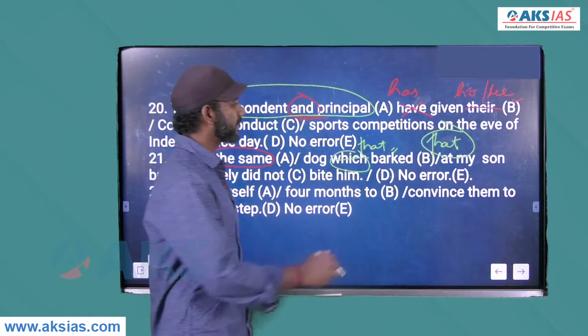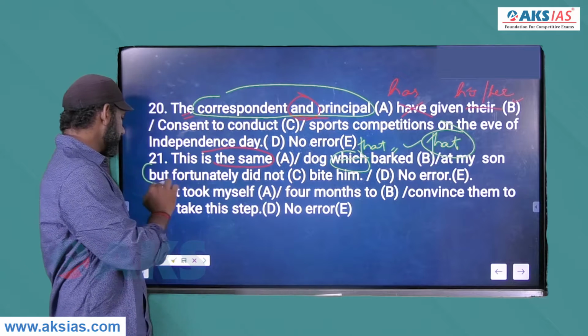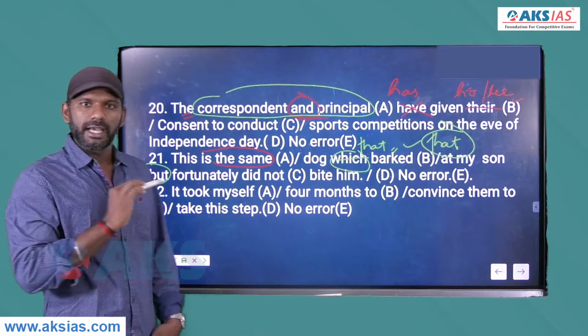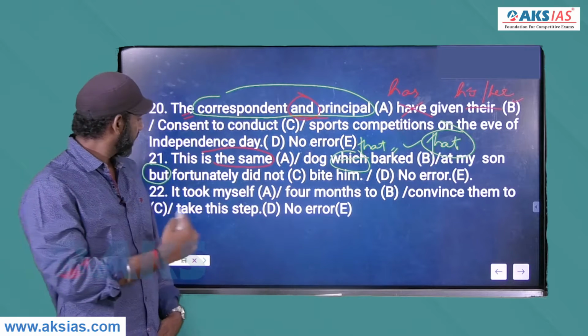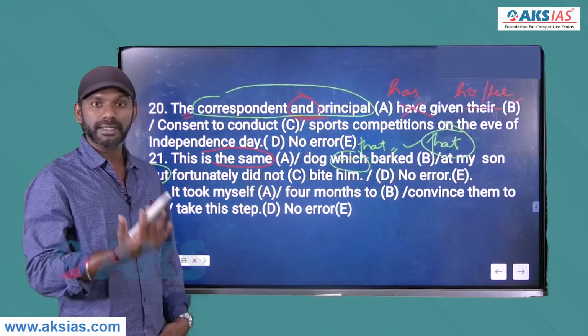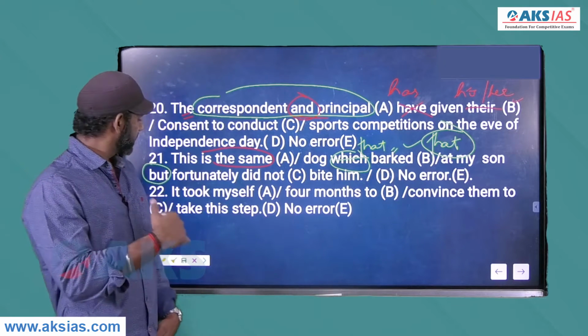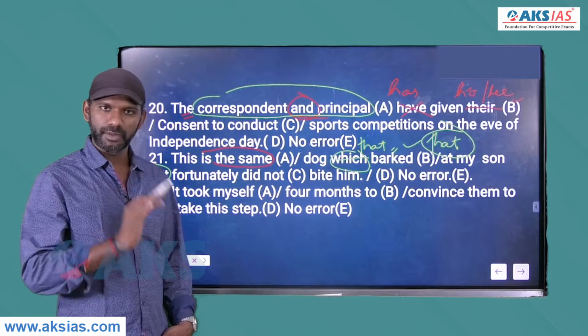So the error in this statement is in part B. Now, but is a contrast indicator. Every contrast indicator must connect one positive idea and one negative idea. The idea before but is, this is the same dog that barked at my son, negative. The idea after but is, fortunately did not bite him, positive.